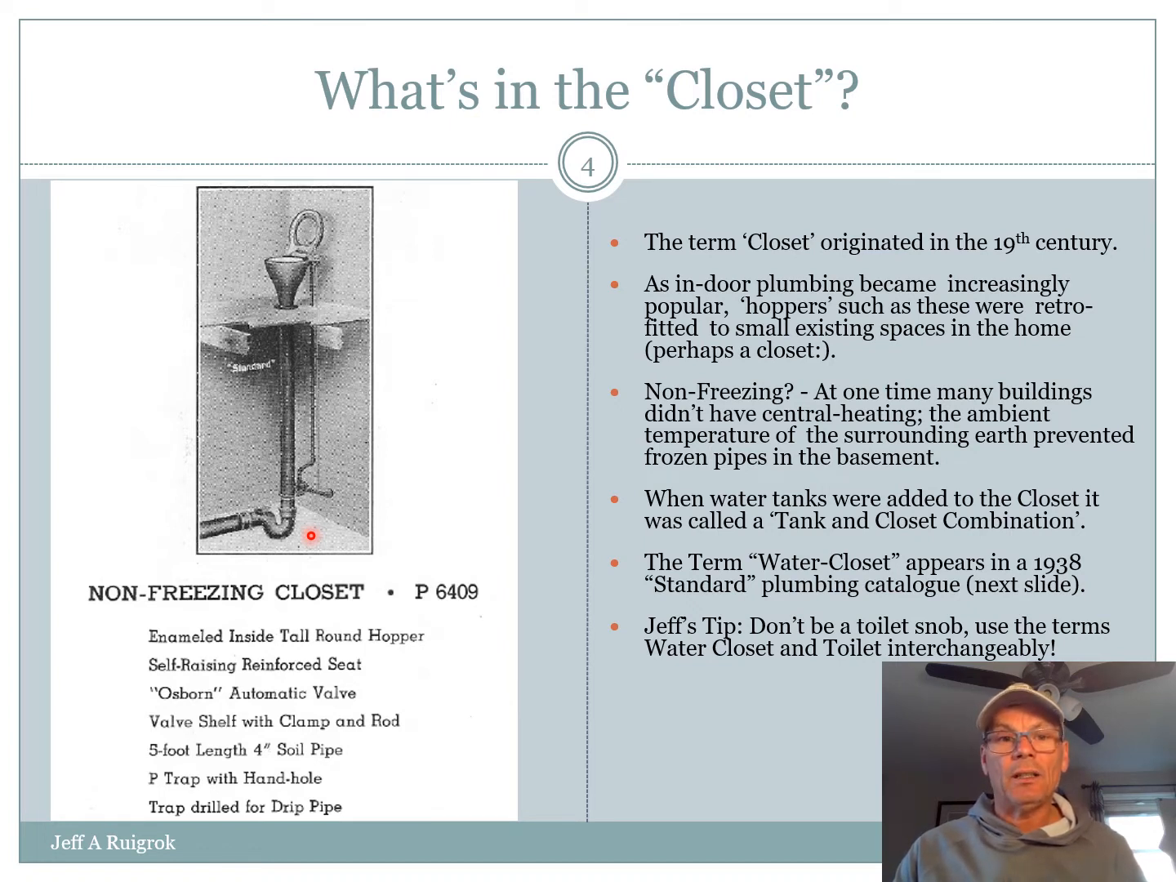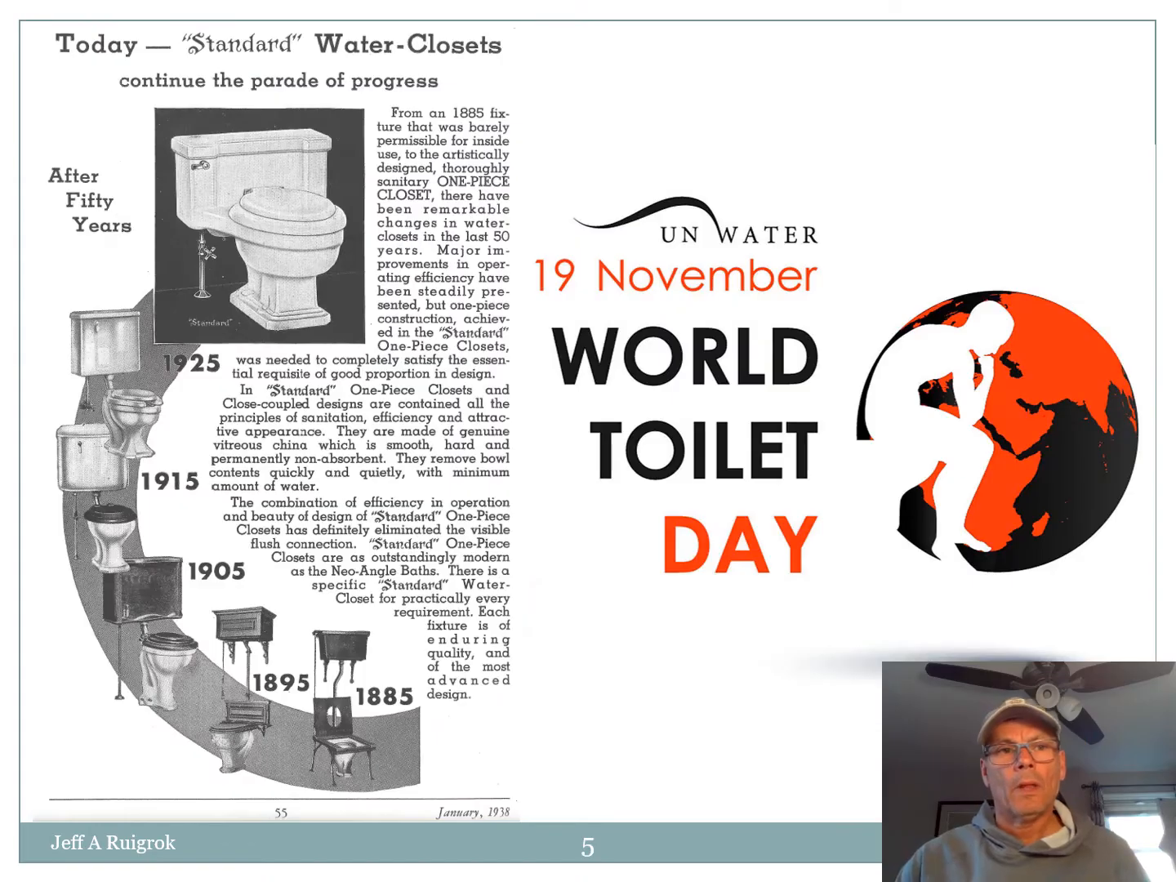They were eventually changed so that you had a tank on top of the hopper, and that's when it became a water closet. Again, don't be a snob. Use any of these terms such as toilet and water closet interchangeably. So homes that had central heating could then have what's called a water closet, not just a closet. And that is, they had a tank filled with water that would be used to flush the hopper or the bowl.